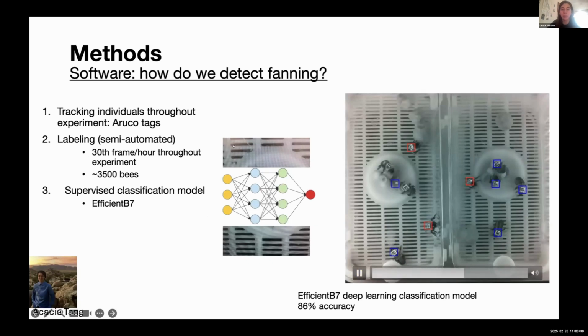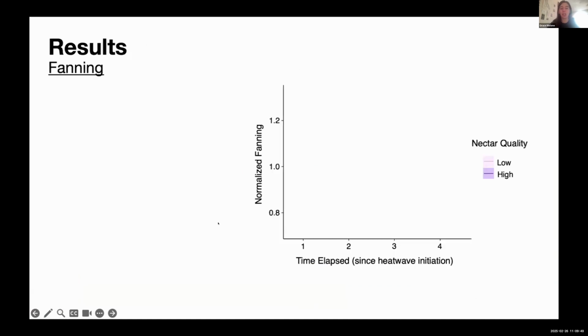So these red bees are fanning in this video. You can watch that one more time because it's cool. So that was really cool that that worked. It took a long time. But yeah, and I'm happy to talk a little bit more about that later.